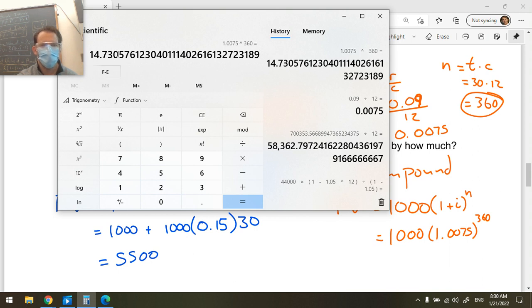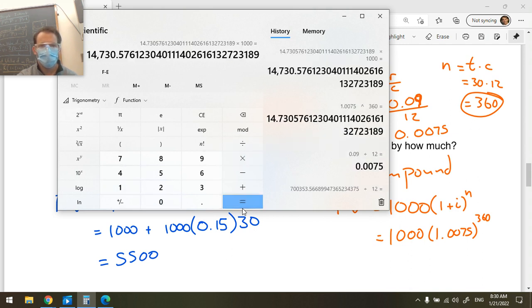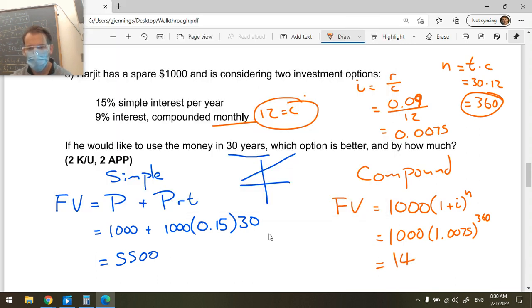There, his money will grow by 14.7 times. So I'm just going to multiply that by how much money he put down in the beginning. And it gives me 14,730. Did I round that correctly? I don't care. All right.